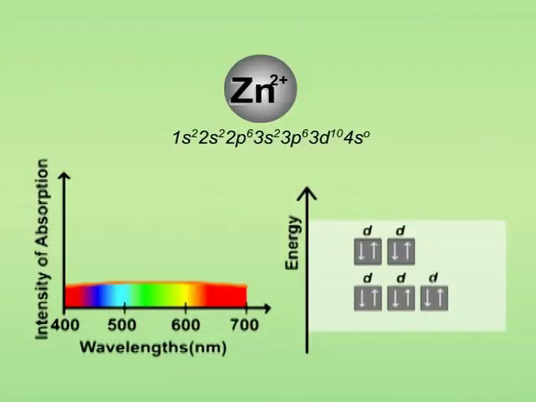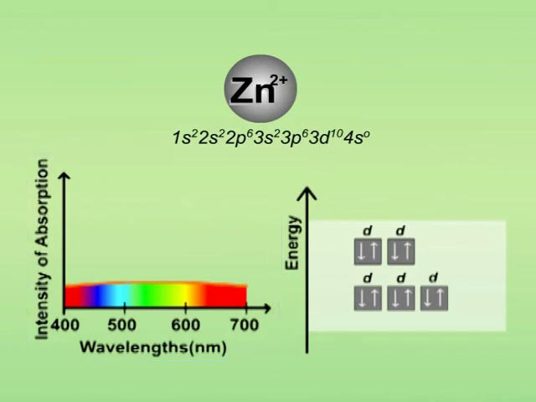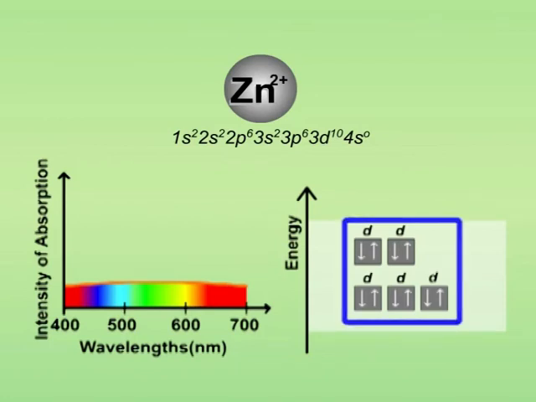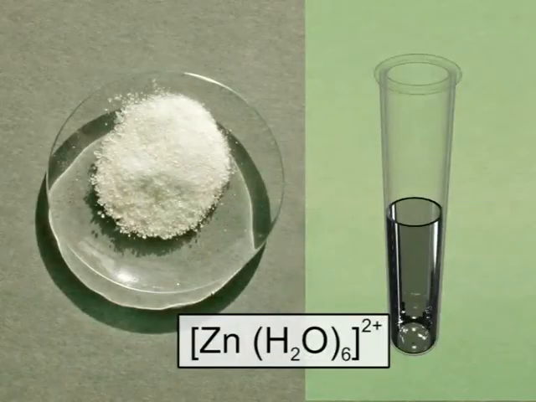For Zn2+ ion, intensity of absorption is plotted against wavelength in nanometer. Wavelength in nanometer is shown here along the x-axis. Intensity of absorption is shown along the y-axis. Energy level diagram is also shown here. All d orbitals shown are completely filled. Thus, [Zn(H2O)6]2+ shown here is colorless.